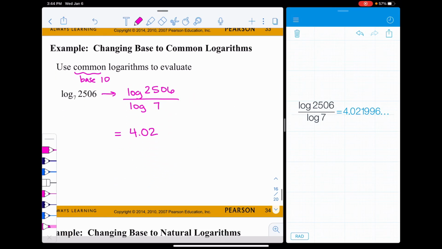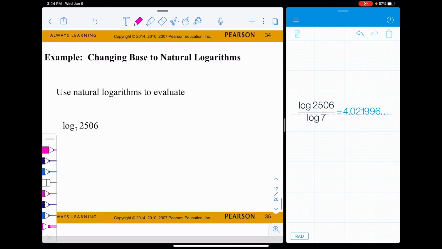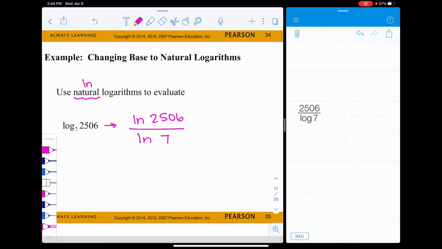Let's look at one more. What happens if we were to take that same thing and change it into the natural log? If we go to the natural log, that means we're using our ln. So if we have log base 7 of 2506, we change that to ln of 2506 divided by the ln of 7. I'll just rewrite it: the ln of 2506 divided by the ln of 7. We got the same exact value. So we still get 4.02 in the end.